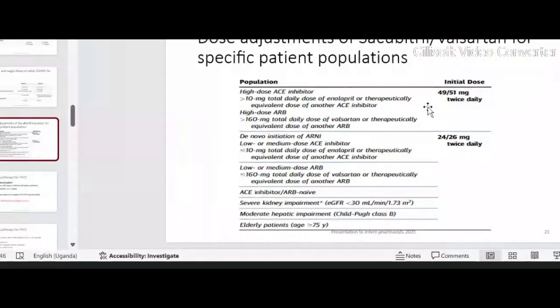If your patient has never been on ARNI, then we start from a very small dose. With a patient who is naive, the novel initiation of ARNI, or they have never been on ARNI or Sarcoplas before, then you start from a smaller dose. This is like 50 milligrams. 24 plus 26 is 50 milligrams. Those things are down there as you can see.